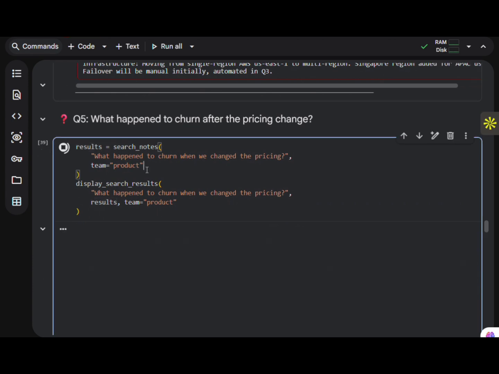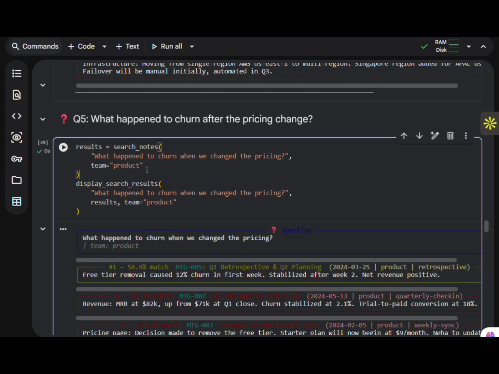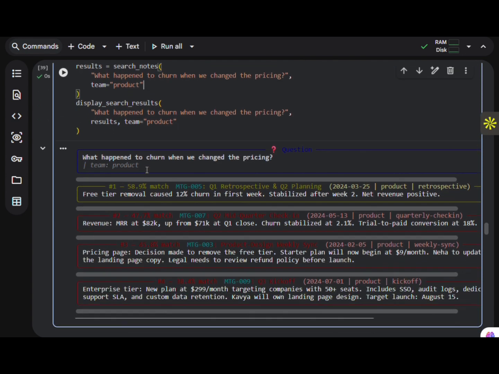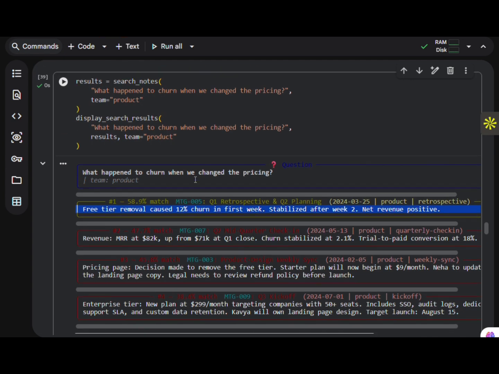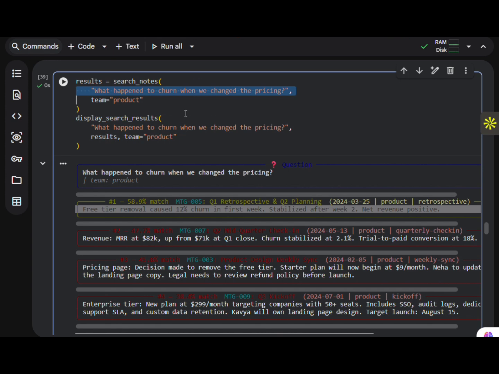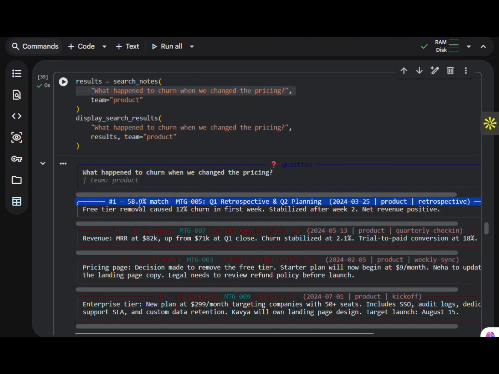Then this question, what happened to churn when we changed the pricing? So let's see if there is any such thing talked about in the meeting. Free tier removal caused 12% churn in first week. As you can see, look at this, right? But let's assume, as I've said already in our very first question, that this thing was not even talked about in the meeting, but you're asking. Then what would happen? Nothing. Maybe this might get 0% match, or it might get 10% match, but the search result might not be something you are expecting. It would be very unexpected.